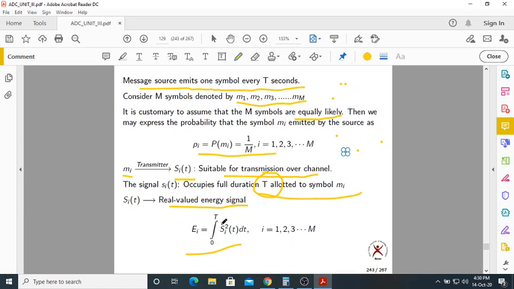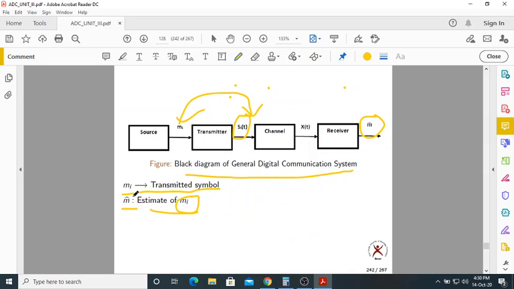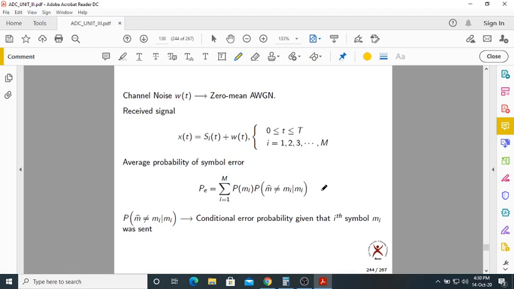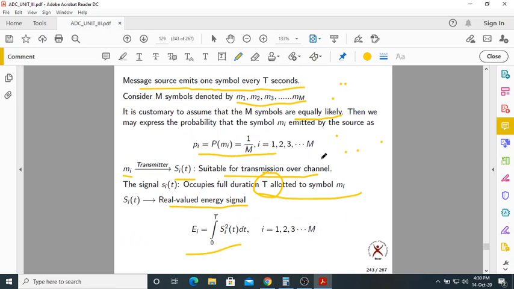So why integration 0 to T? Because Si of t occupies only 0 to T. What is 0 to T? It is the symbol duration. Why is it the symbol duration? Because the source is emitting a new symbol at each and every T seconds. So after each and every T, we are getting a new symbol from the source. That's why Si of t also occupies a duration of T seconds.